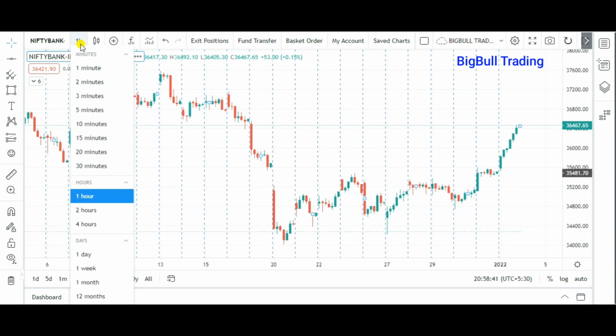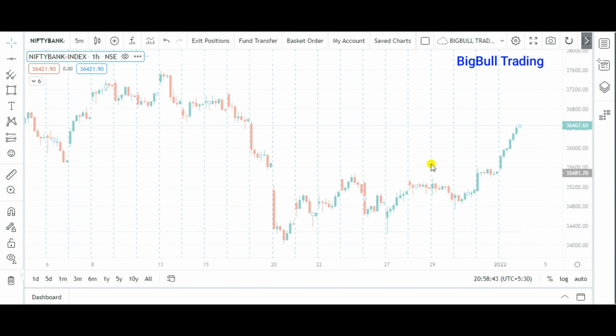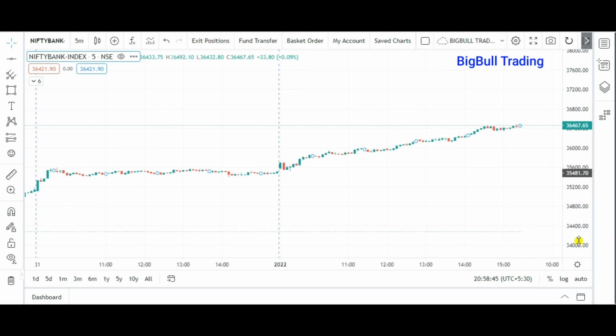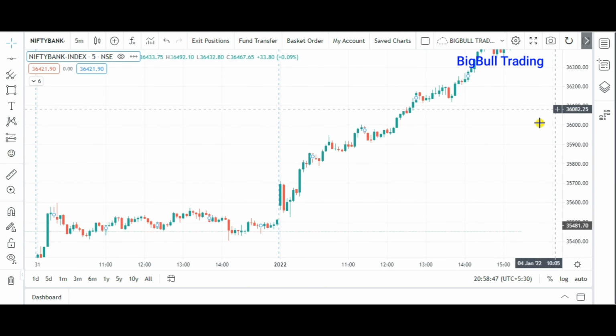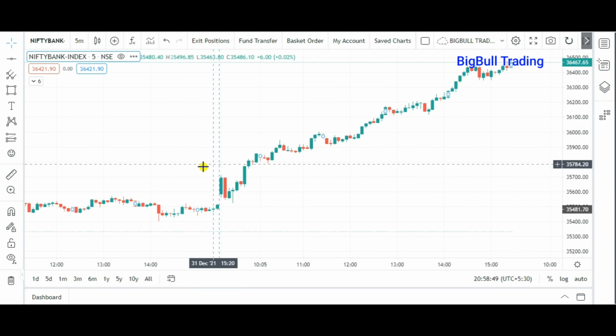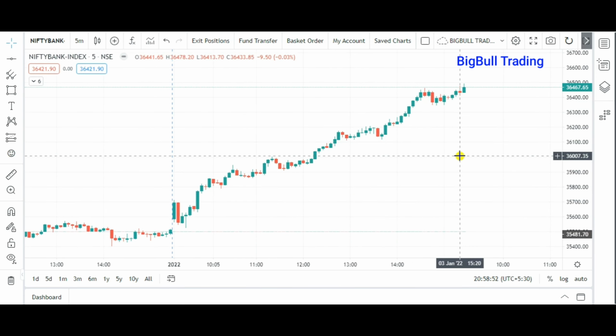So first I will go to the 5 minutes. This is our ROBO strategy, as I named it, and for this strategy we are using the 5 minute candlestick bars.